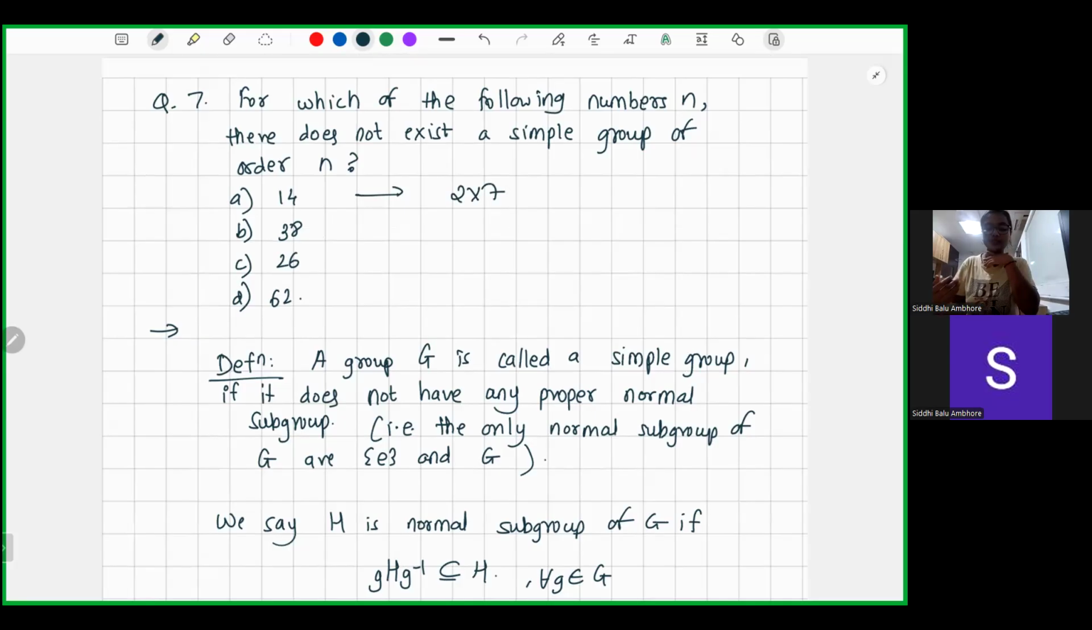So by this previous theorem, it can never be simple. The proof is actually: since it is a product of two prime numbers, 2 and 7, we choose an element of order P or Q, or whichever is lesser, and we quotient the group. So there exists an element of that order, right?